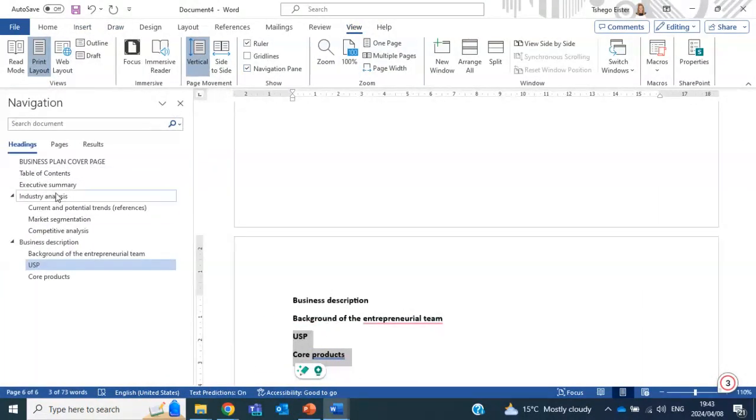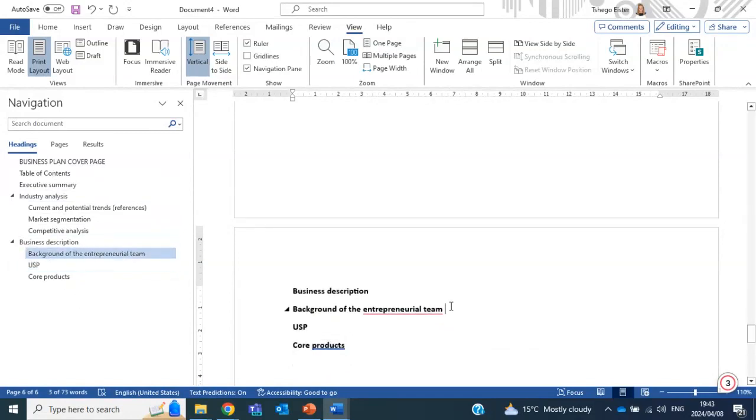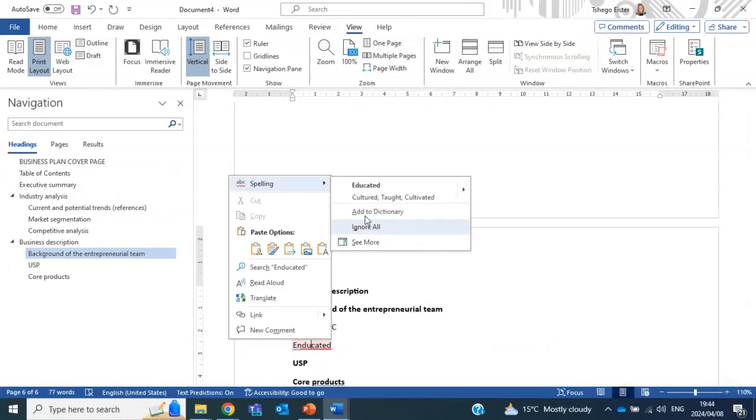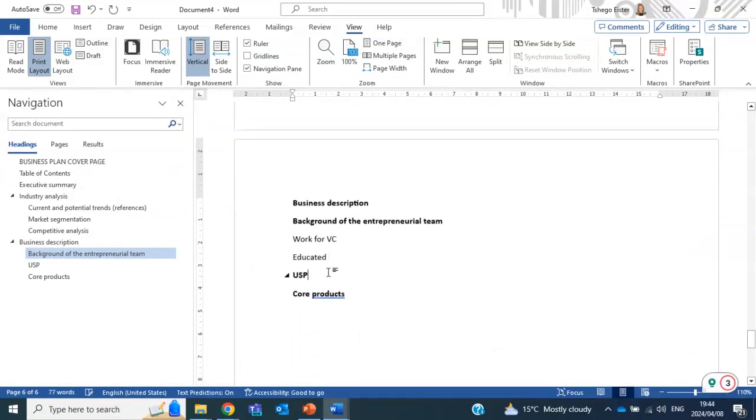All right, so we're getting a nice build-up of our document here. So what's my background? Maybe my background can be I work for VC. I am educated, right? For lack of better examples. What are our unique selling propositions? So good value at good prices. I think that's what Checkers might offer.